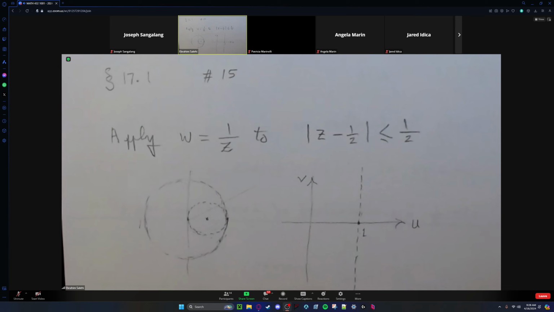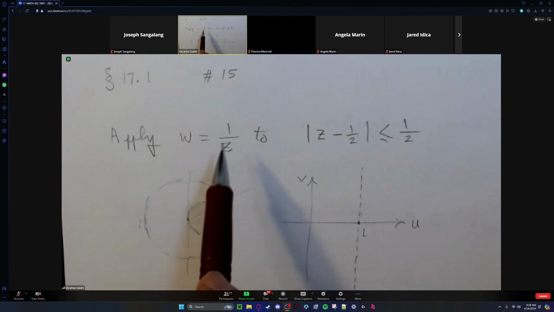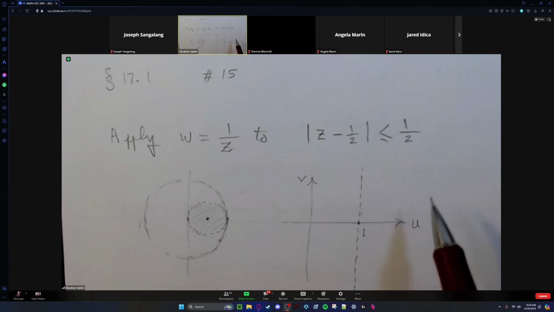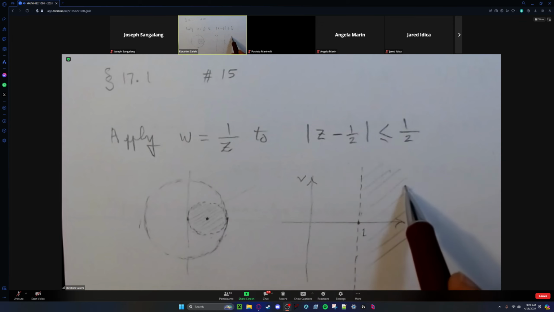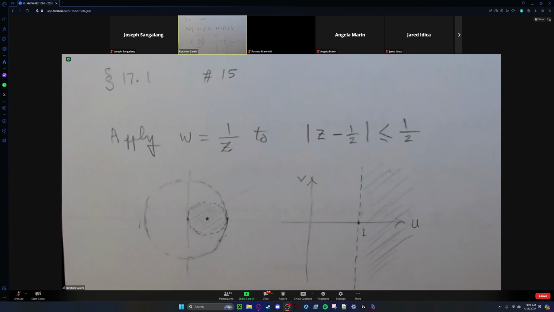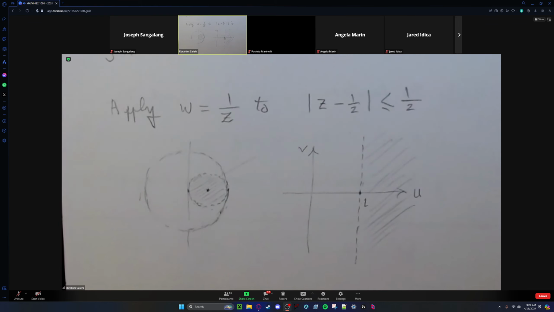And the question now becomes, what about the points in this disk? Is it going to be on this side or on that side? The answer is it's going to be on that side because this point is 1/2. If you plug it in here, apply 1/2, you get 2. So 1/2 goes to 2. So here is the image of that disk under 1 over z. Okay?